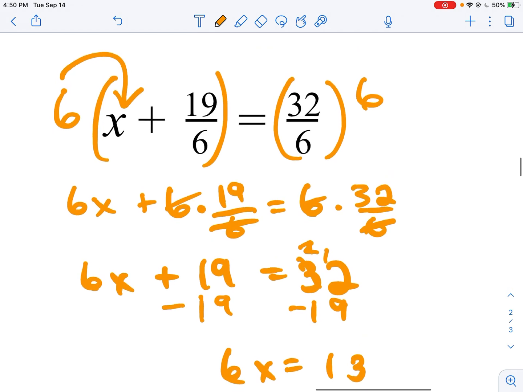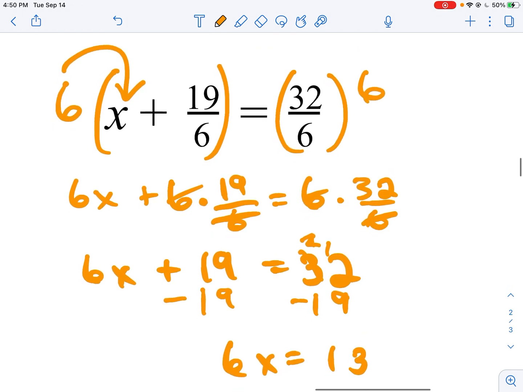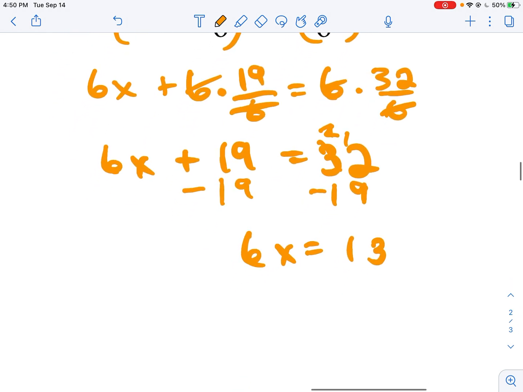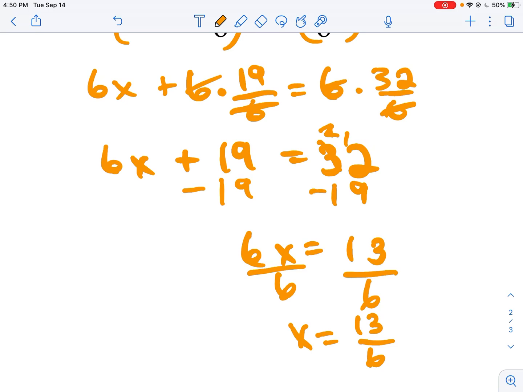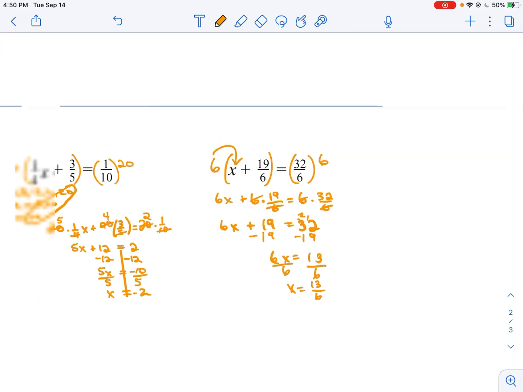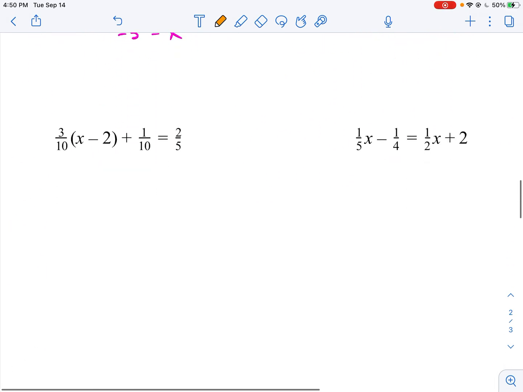Did I copy this down right? I did. So I divide by 6 and I get x equals 13 over 6. Okay. Oops. So next one, here we go.